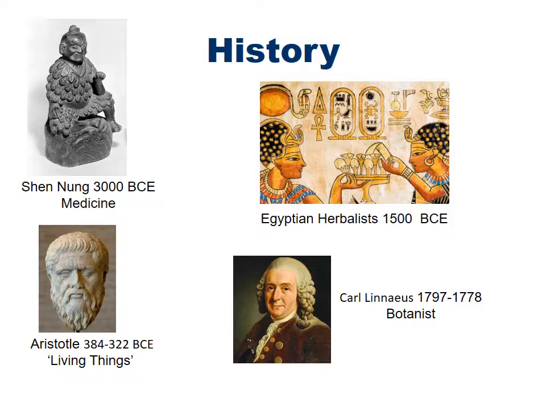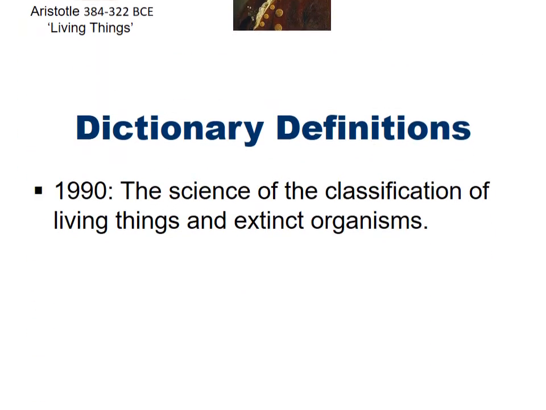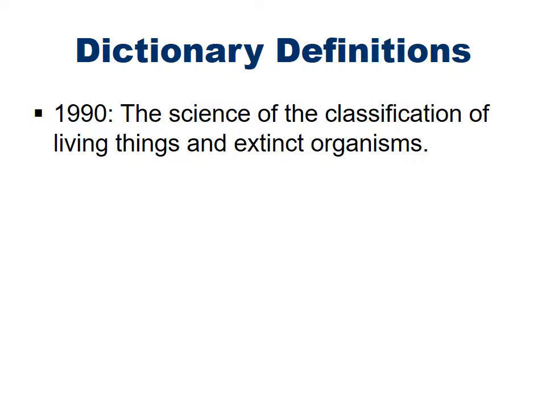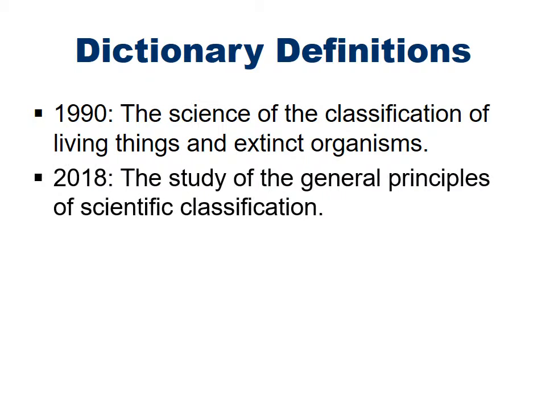Let's look at the history of taxonomy. What you'll notice about these key players is that they're all concerned with the life sciences. This definition reflects that, the science of the classification of living things and extinct organisms. A modern definition is more universal, the study of the general principles of scientific classification.